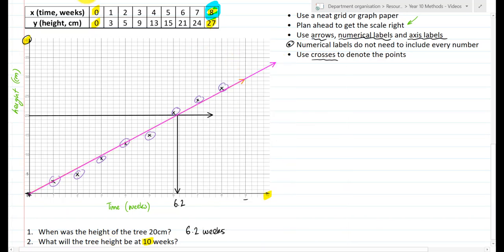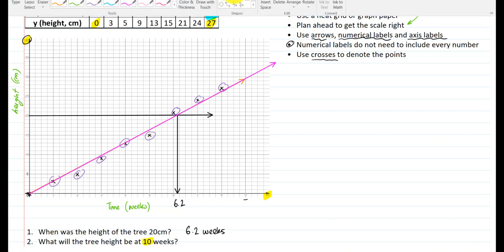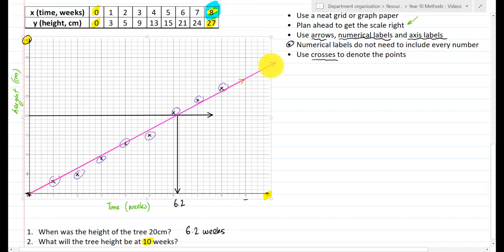And now I can see that if I draw a line up from 10 weeks and then from that 10 weeks line across, it comes out about 33 centimeters. So we're looking at the answer of about 33 centimeters.